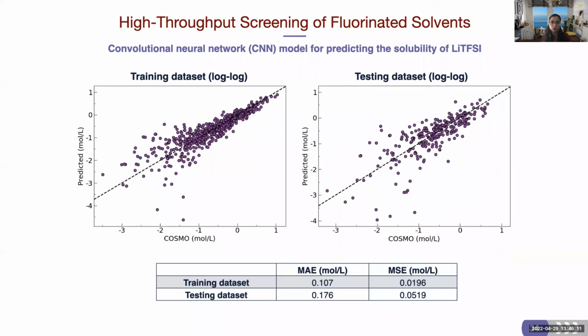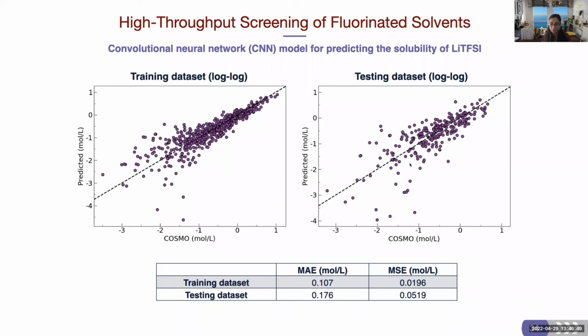We also developed some machine learning models to predict solubility of LiTFSI salt for new fluorinated solvents, which are not part of the initial library. We built some convolutional neural network models for that. This is a parity plot for predicting solubility of LiTFSI for both the training data set as well as the testing data set. We can see the model is doing decently for the performance metric that we considered, but these are very preliminary results. We can further enhance the performance by increasing the size of the database as well as the library and trying different models.